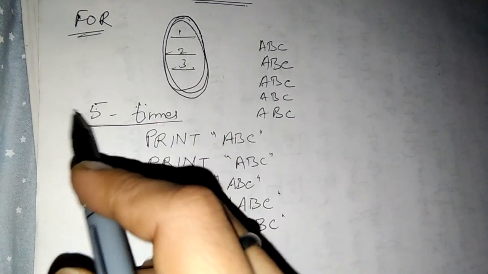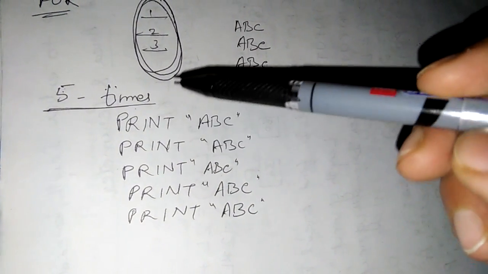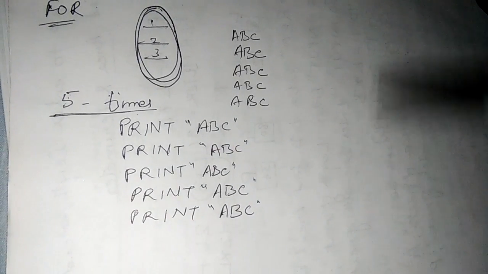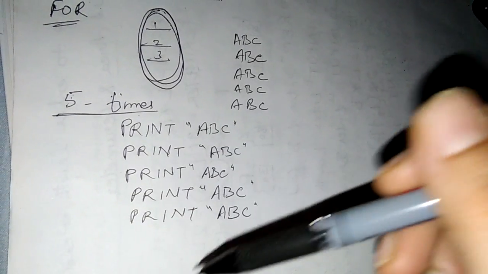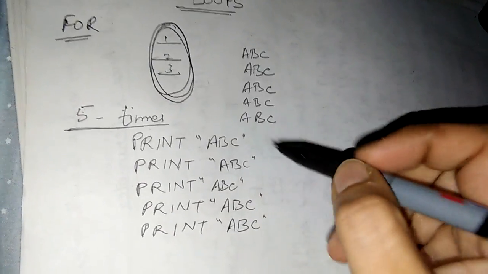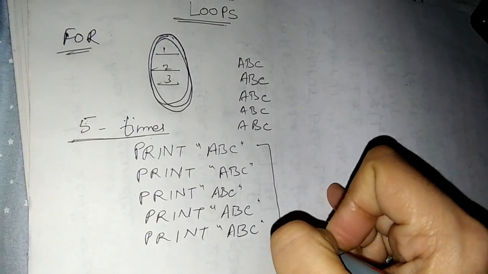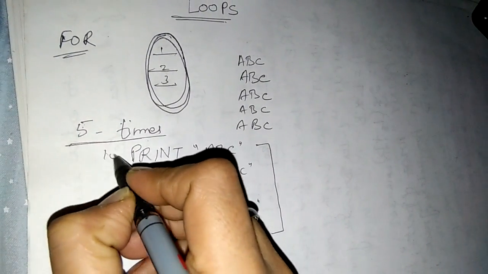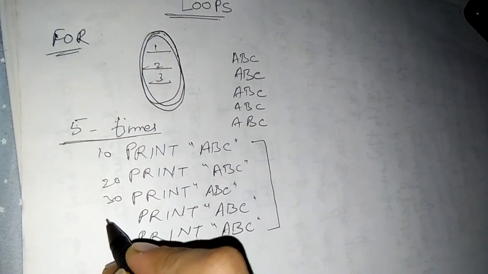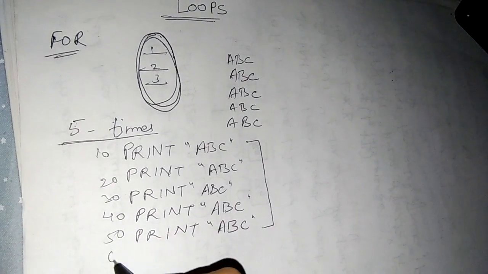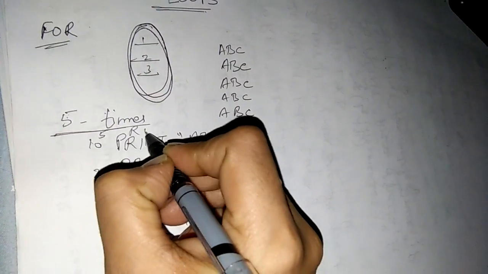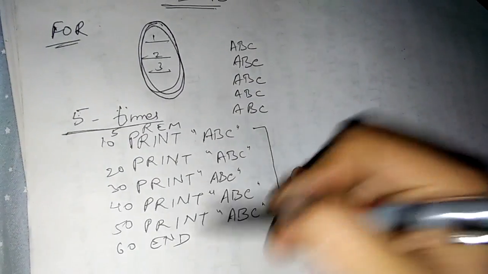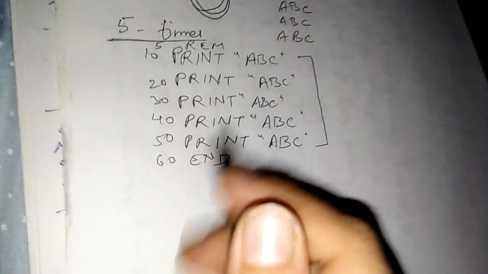Suppose I say 50 times, how will I write a print statement 50 times? And it is so difficult to count whether I have written it 50 times or not. So to avoid this, instead of this, if I use a loop that will run 5 times.